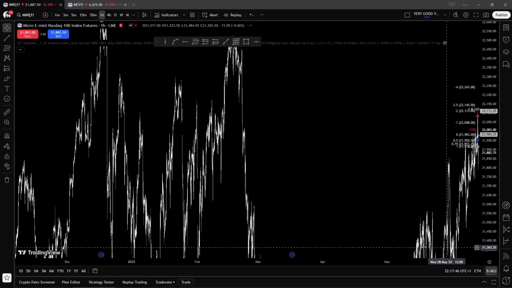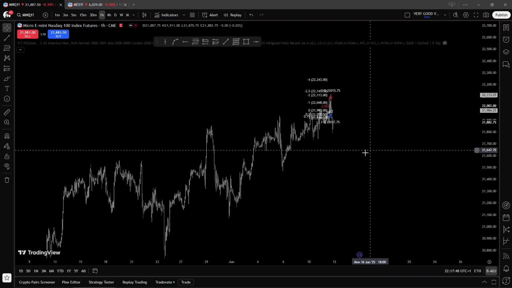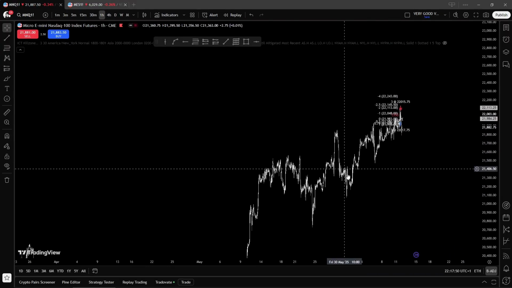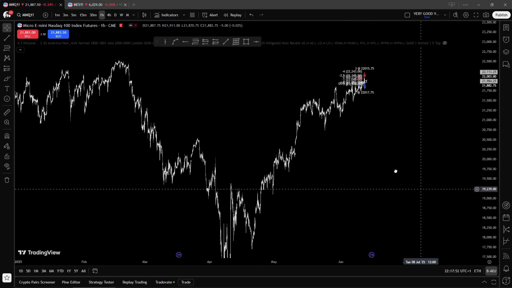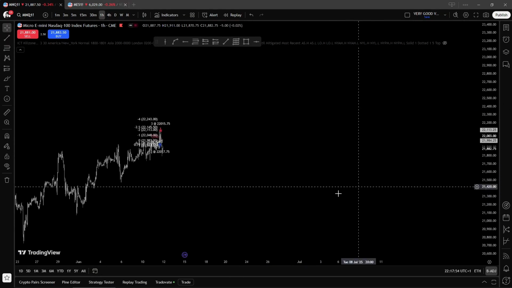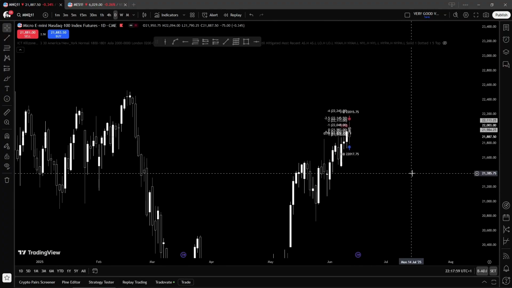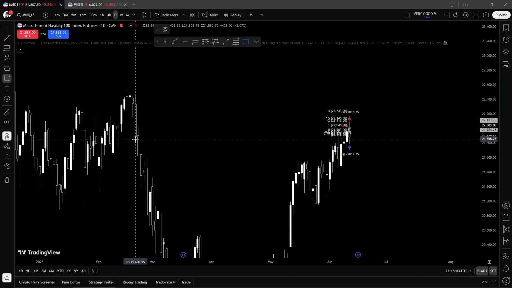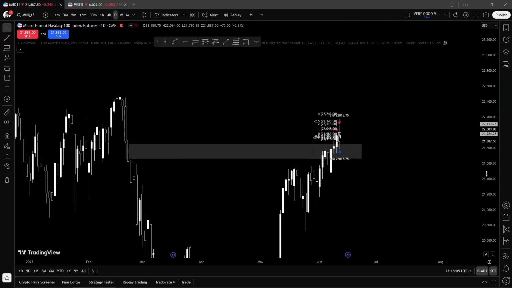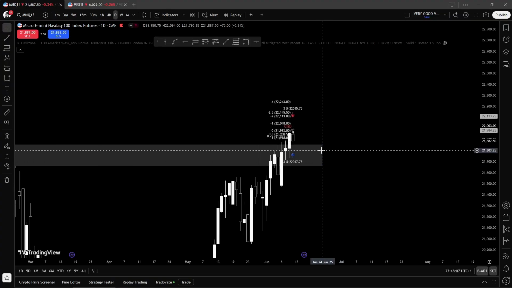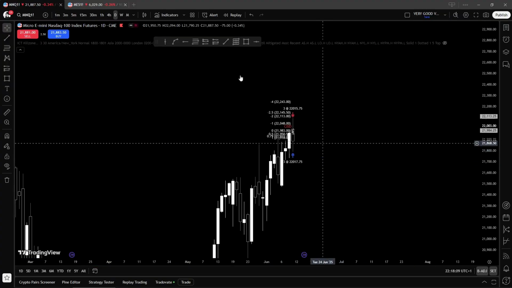The reason being, if you look at the overall structure of the market, we have been just pumping and pumping and pumping and running through the majority of the high time frame PD arrays, such as this daily fair value gap on the left. So coming into the day, I was bullish bias.